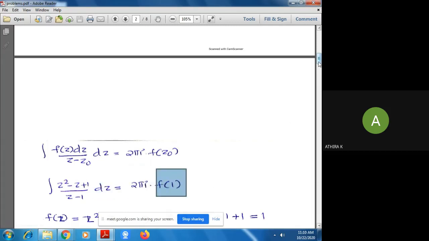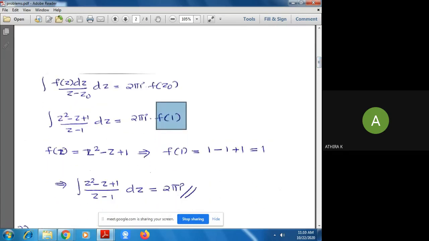So now substitute 1 instead of z in f of z. We get f of z is equal to z square minus z plus 1. This is equal to f of 1 equal to 1 minus 1 plus 1, and this is equal to 1. That is, integral z square minus z plus 1 divided by z minus 1 dz is equal to 2 pi i into 1, that is 2 pi i. So on mod z is equal to 1, we get the integral value, integral z square minus z plus 1 divided by z minus 1 dz is equal to 2 pi i.